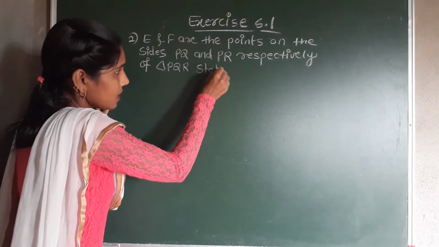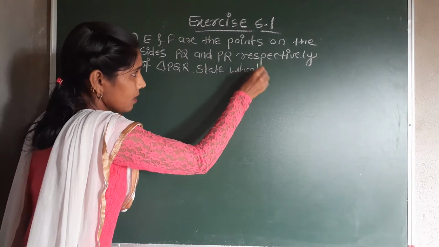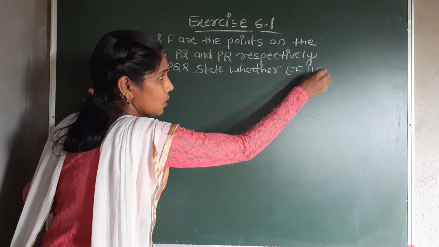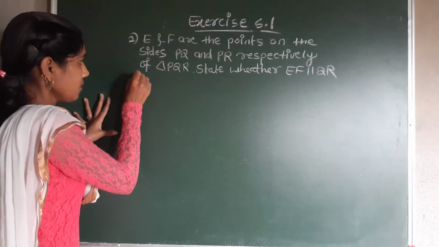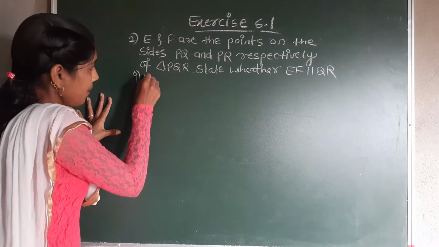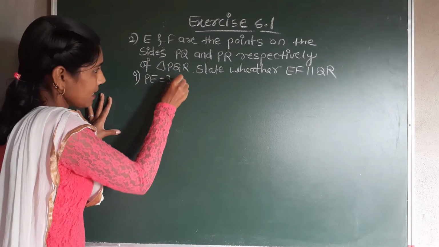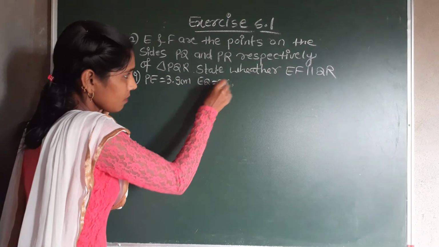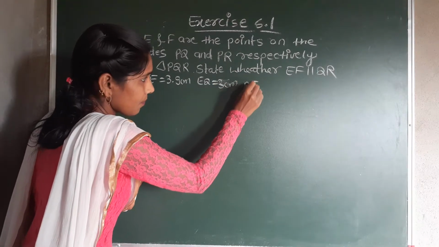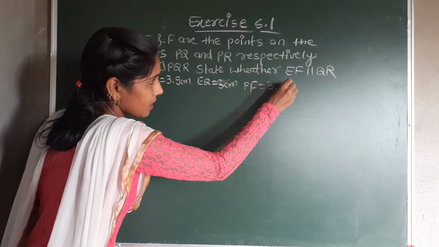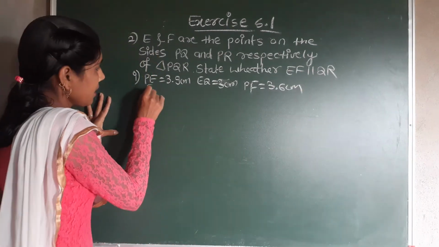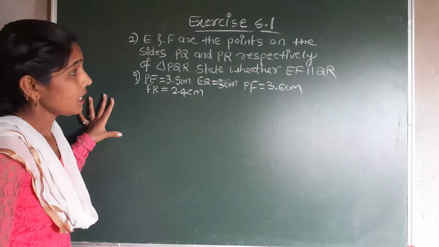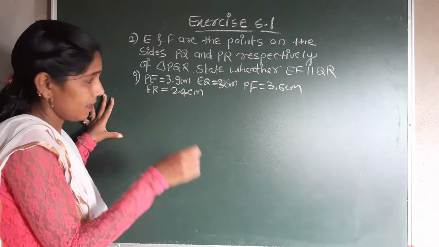State whether EF is parallel to QR. Here in second question, first one given, PE is given 3.9 centimeter and EQ given 3 centimeter, PF given 3.6 centimeter and FR given 2.4 centimeter. We know that if EF is parallel to QR, I will draw here.